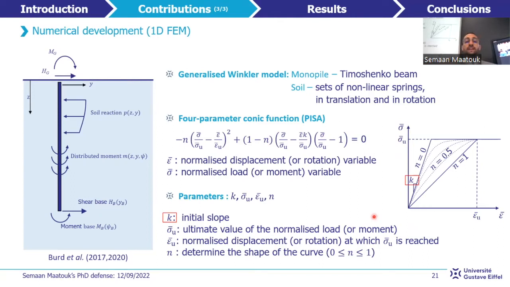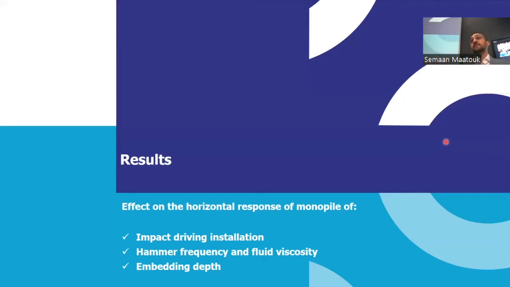The first parameter K identifies the initial slope of the curves. Sigma bar U and epsilon bar U represent the ultimate value of the soil reaction and the corresponding normalized displacement or rotation. And the final parameter N identifies the shape of the transition from a high initial stiffness to a more flexible nonlinear response. Now the foundation of our study is built.